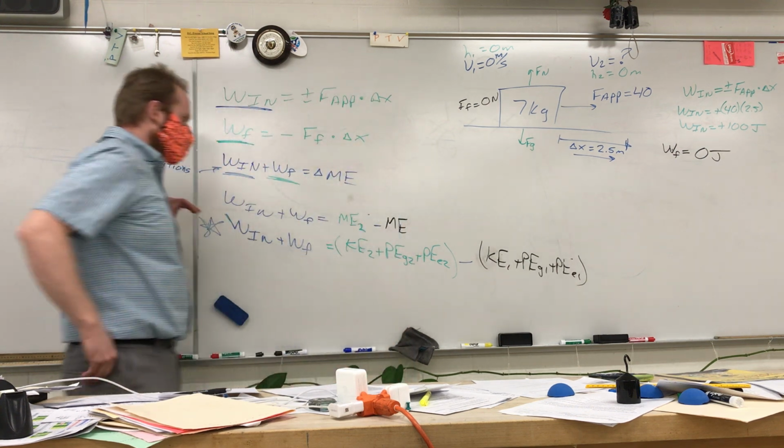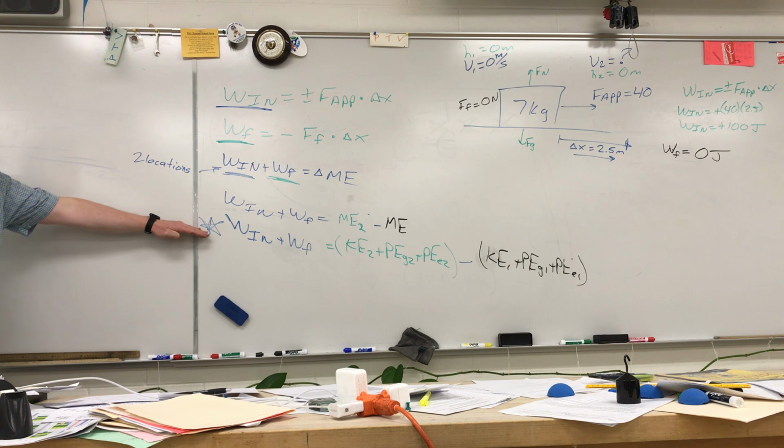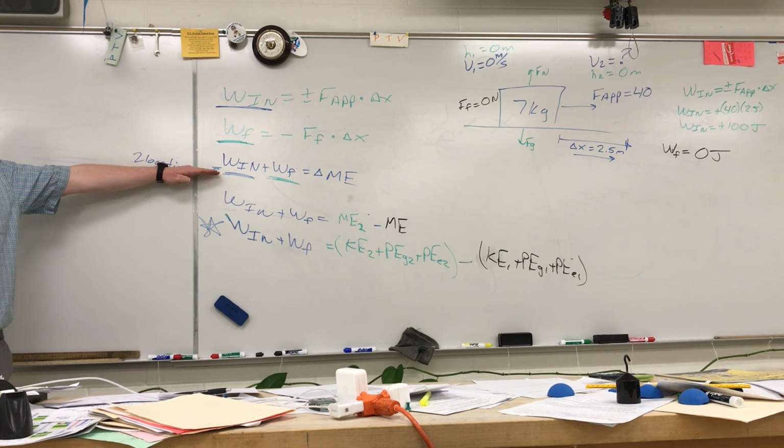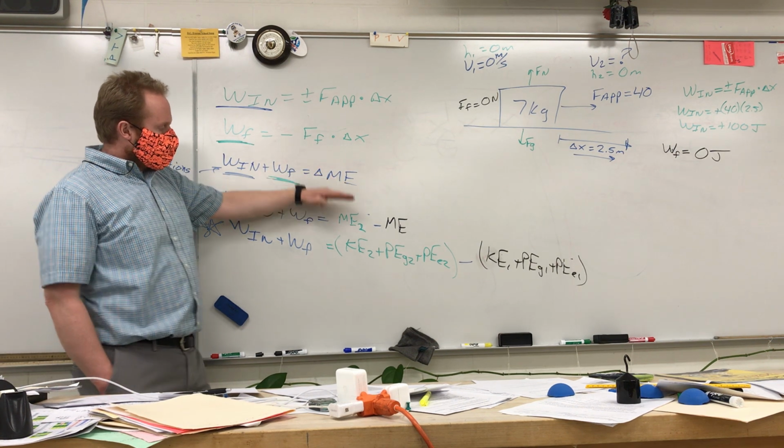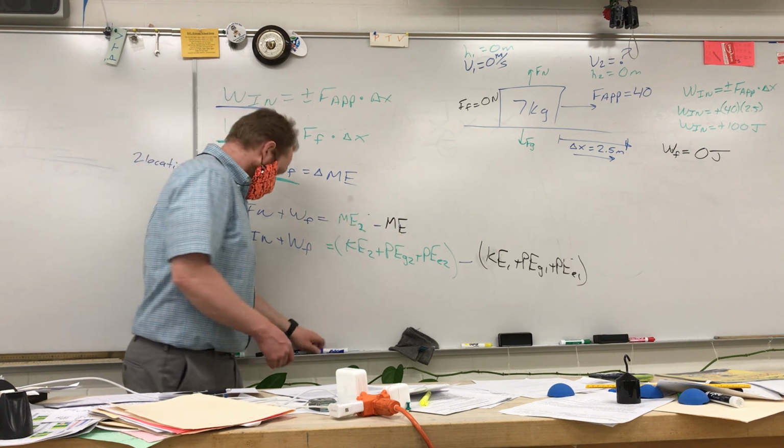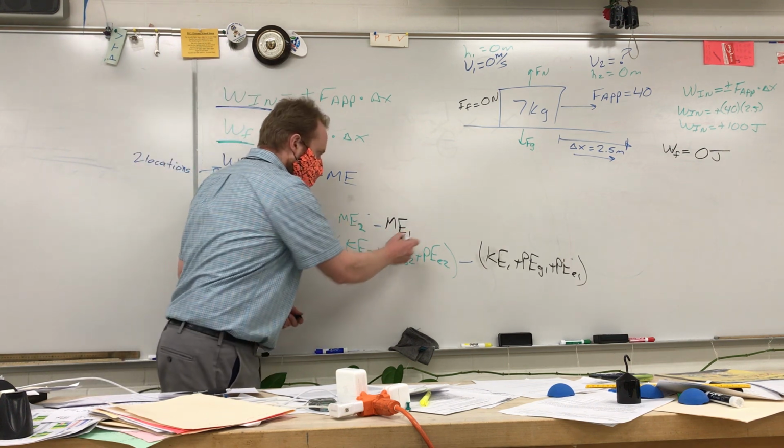Now, I'm gonna use this equation. The equation that's listed on your formula sheet is written like this. Change in mechanical energy is ME2 minus ME1.